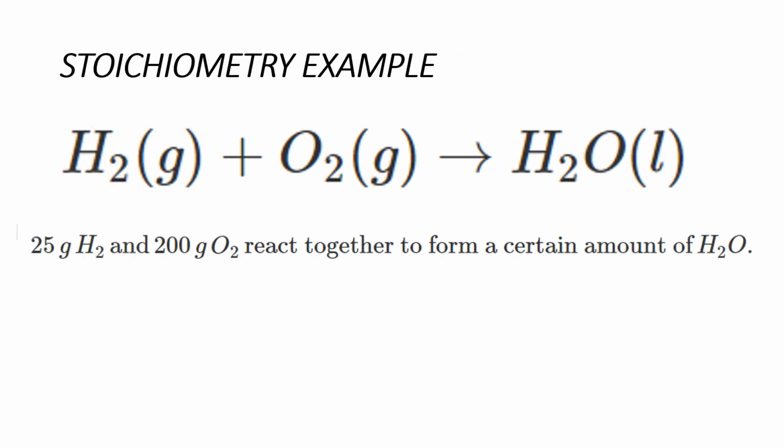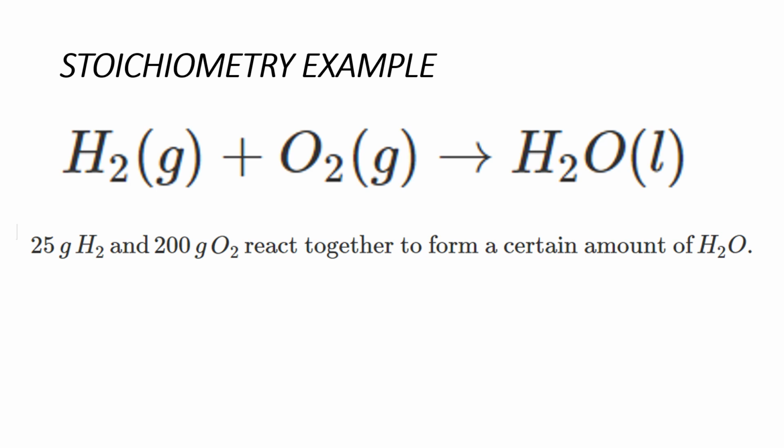We're given the same equation that I just talked about, and as you can see, it's in an unbalanced form. Now, a lot of people make the mistake of going off this without balancing, but balancing the equation makes sure that your mole ratio is right. 25 grams of hydrogen gas and 200 grams of oxygen gas react together to form a certain amount of H2O. And we have to find the amount of water that is created.